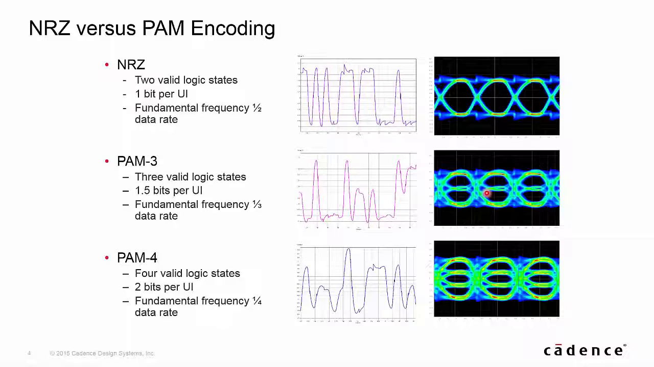In PAM-4 encoding, we now have 4 valid logic states, the high, the low, and then 2 intermediate states. We transmit 2 bits per UI, and the fundamental frequency is 1/4 of the data rate. And if we look at the eye over here, so instead of 1 or 2 eyes, we now have 3 eyes, and we can see the 4 data states right here.